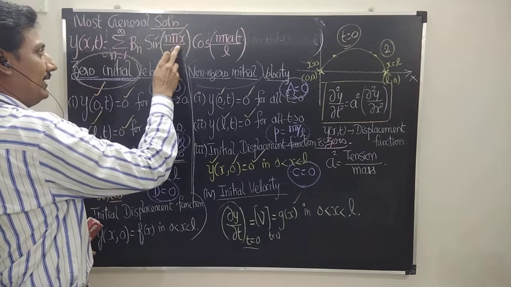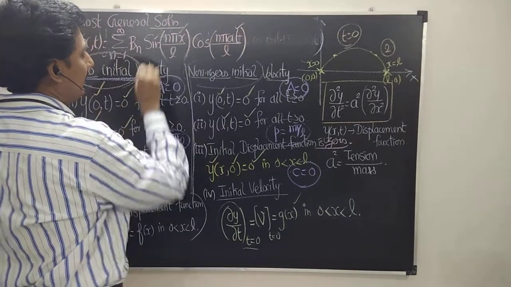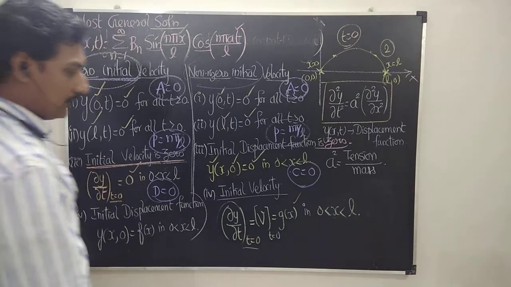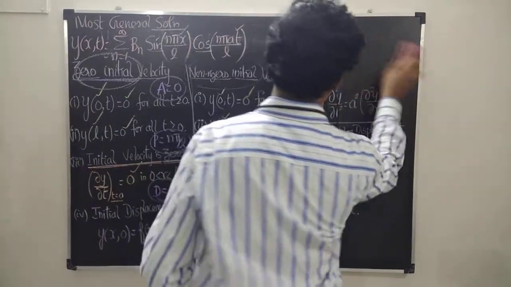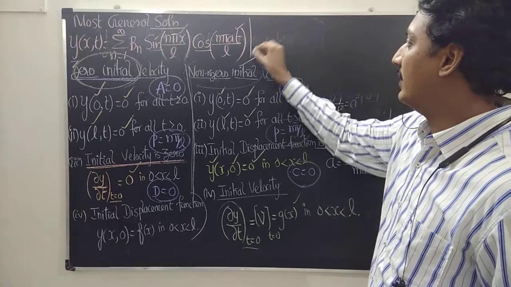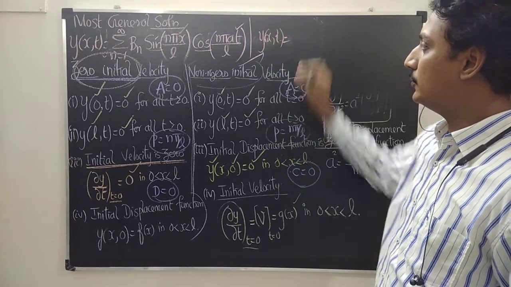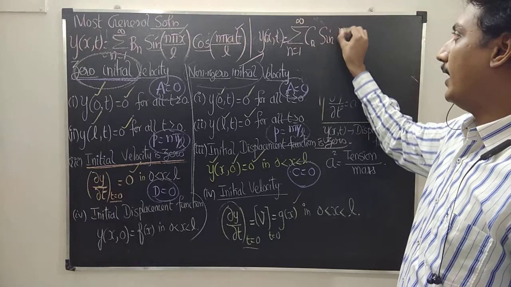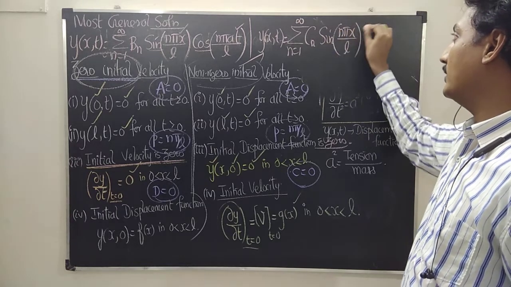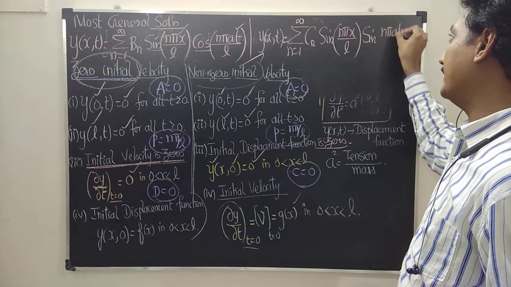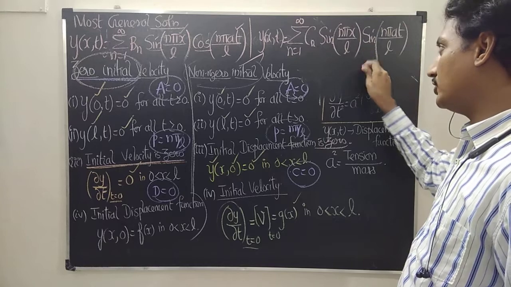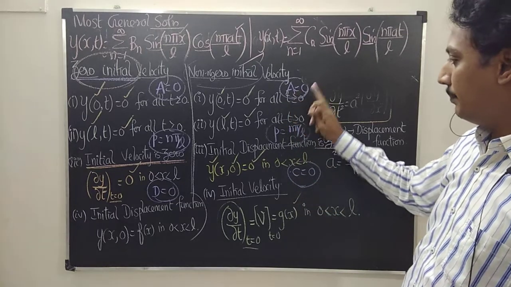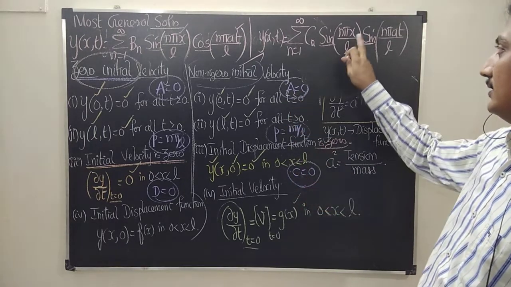Each term, in x and in t, is trigonometric, sine and cosine. But in the case of non-zero initial velocity, the most general solution is y of x comma t equals sigma n equals 1 to infinity of Cn sin(n pi x by L) into sin(n pi at by L). See that both are trigonometric functions, but here both are sine functions. Why? Let us see that. We get a equal to 0 and p equal to n pi by L, and c equal to 0. So that's why we get sine.